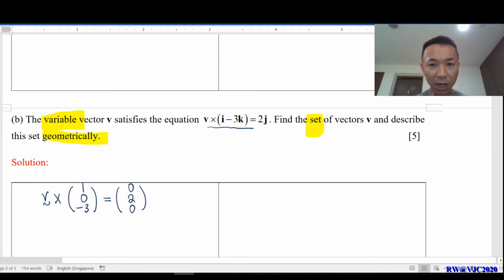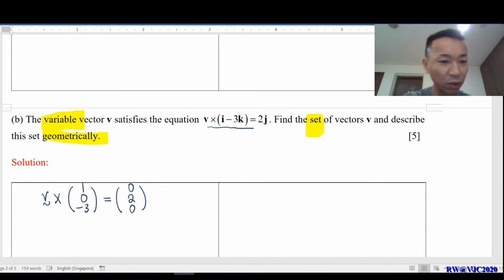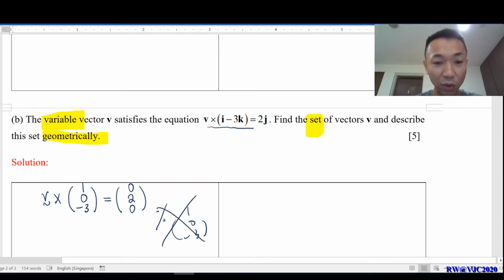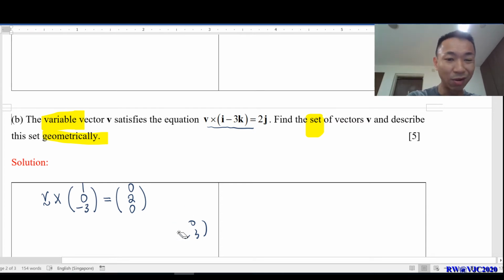Then ultimately you want to find V equals to what? The last thing you want to do, the wrong thing, is to divide both sides by (1, 0, -3). There's no such thing as division, sorry. In vectors, you can only multiply: dot product, cross product. There's no dot division, cross division. So how do we proceed?